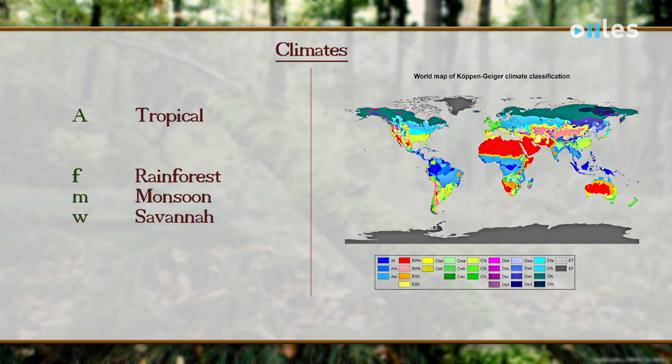The last one is the B, arid. Arid stands for dry. BW for the deserts. The BS for the steppes, which are grassy. And the BK for cold regions, which could be a desert as well, but a more stony kind of desert, right?